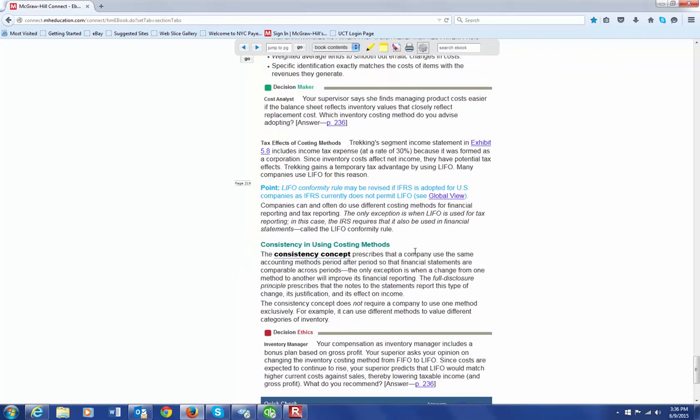Again, as we talked before about consistency, the consistency concept in accounting prescribes that a company uses the same accounting methods period after period so that the financial statements can be comparable across periods. If you do make a change, you have to do full disclosure, describing exactly its change, why you did it, and its effect on your income.